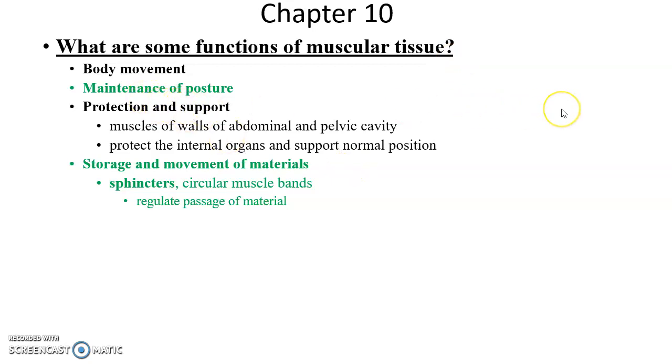Protection and support. The muscle walls of the abdominal and pelvic cavities are going to provide some protection to the organs in the abdominal cavity and the pelvic cavity. They also help to support those organs, hold them in place. Those organs sometimes are attached to the walls of the abdominal and pelvic cavities.